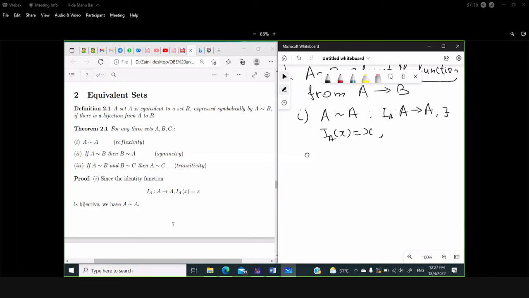For bijectivity, two conditions: it must be injective and surjective, right? Injective is one-to-one. Surjective is onto. One-to-one and onto, we call it correspondence.